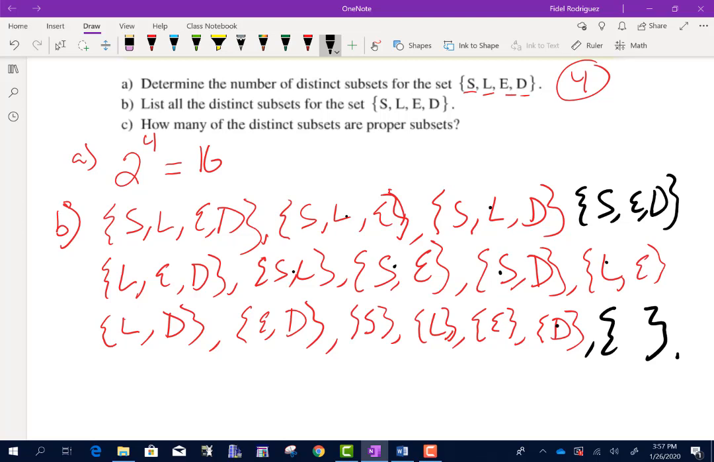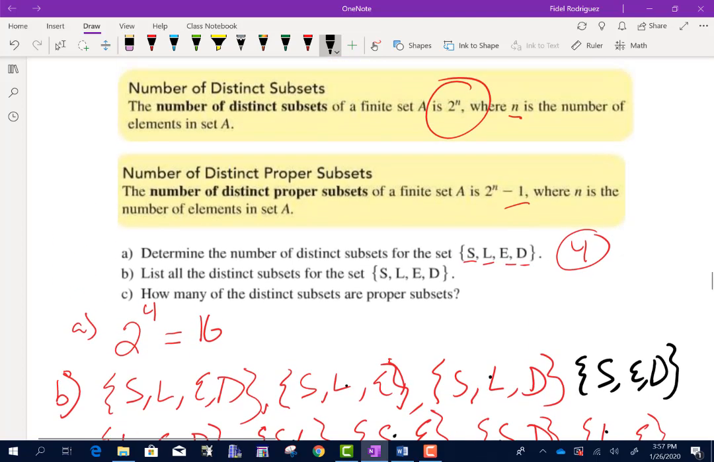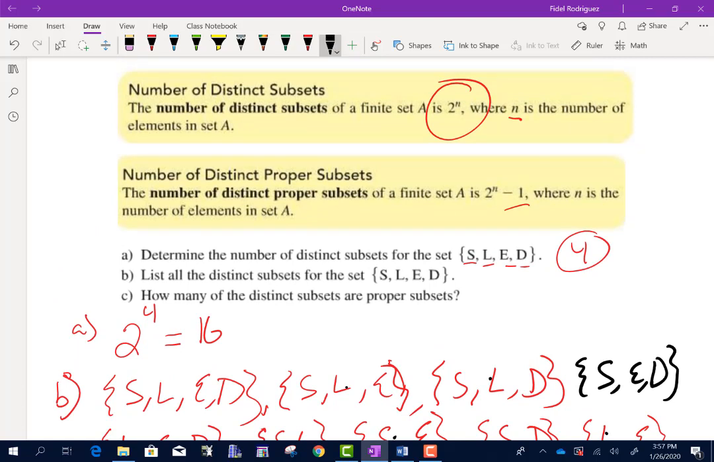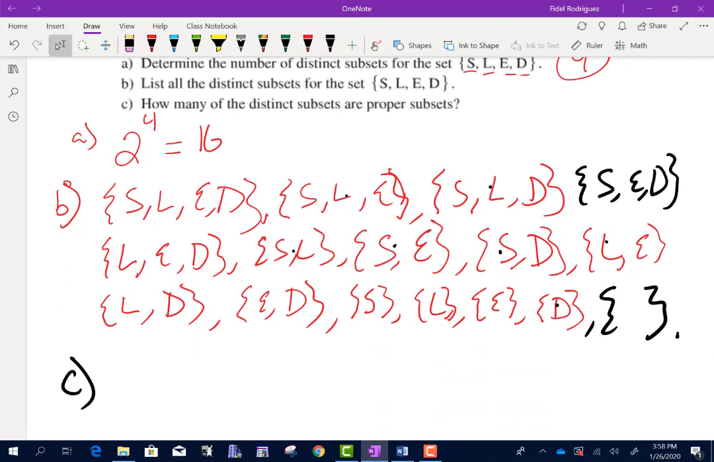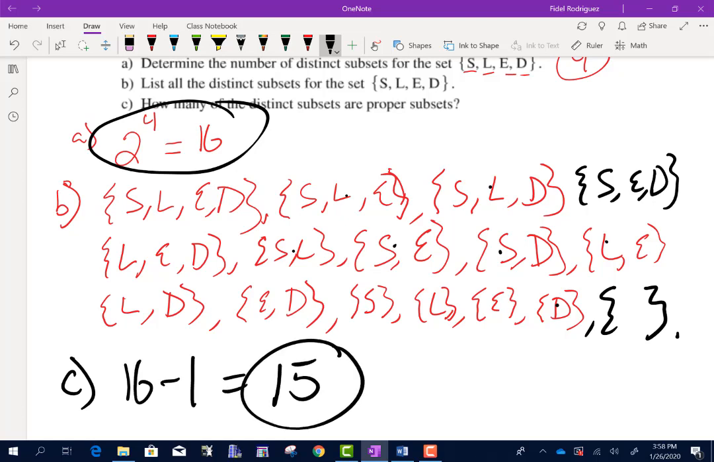Okay, those are all the possible combinations. Now, part C says, how many of them are distinct subsets? So I want to notice what we have here. The number of distinct proper subsets is 2 to the power n minus 1. When we did 2 to the power n earlier, we got 16. So 16 minus 1 is going to be 15. The one that's not a proper subset, guys, is the actual set itself. But all these other ones here are going to be proper subsets, okay?